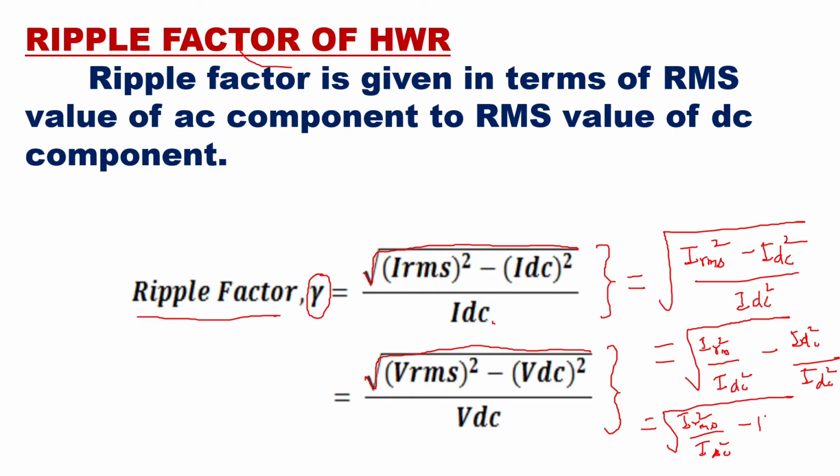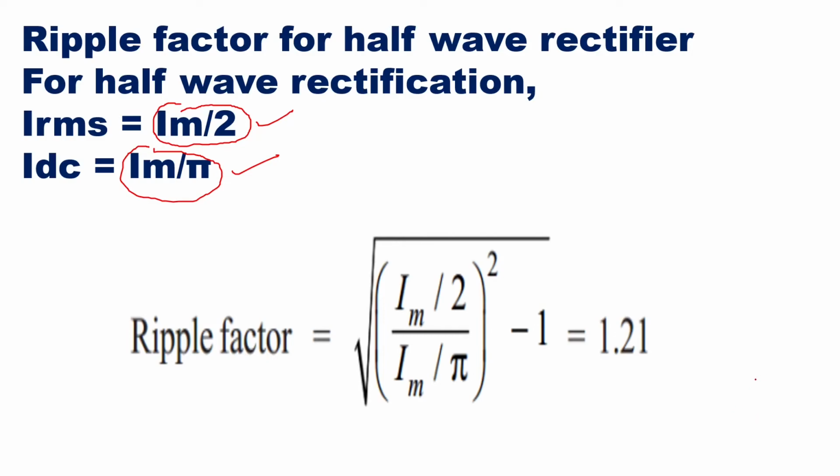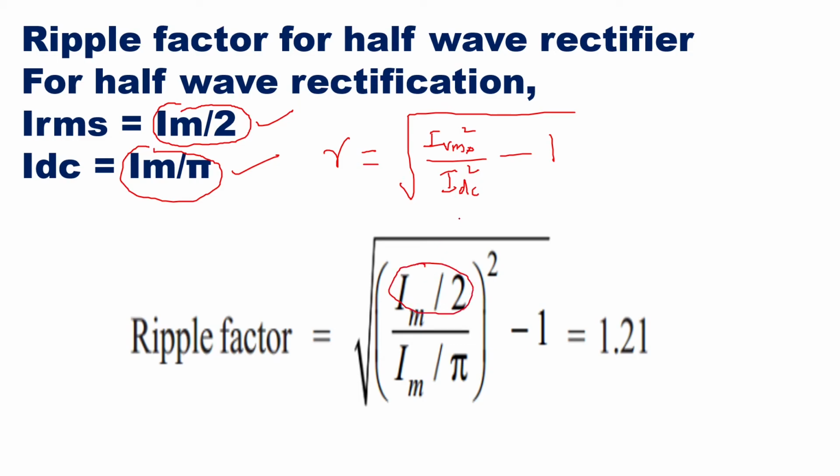Here we will use that and we will substitute IRMS and IDC in terms of Im by 2 and Im by pi. After rearranging the equation, the ripple factor was equal to under root IRMS square upon IDC square minus 1. Now, if you put IRMS as Im by 2 and IDC as Im by pi, that is whole square minus 1. The Im will get cancelled, and pi you are going to take as 3.14 or 22 by 7 approximately, and the value you will get will be 1.21. This is very important. 1.21 is the ripple factor.